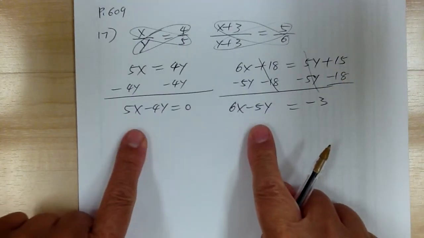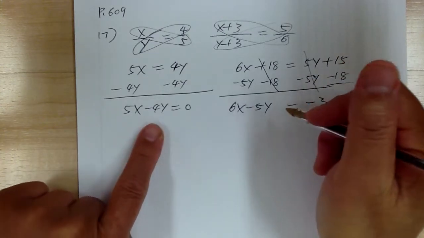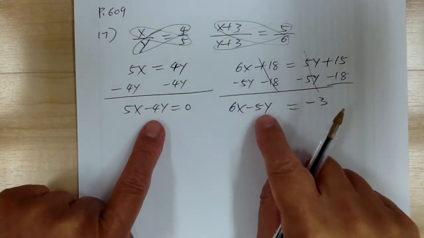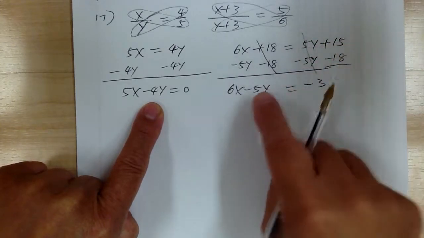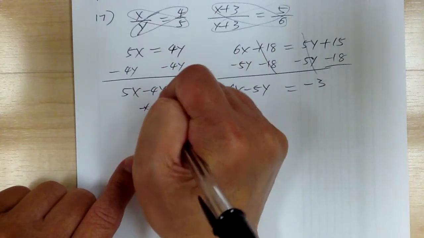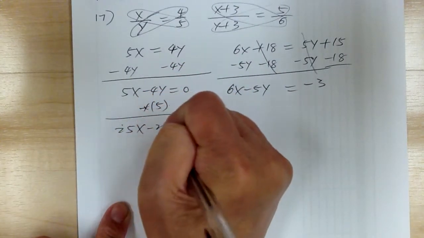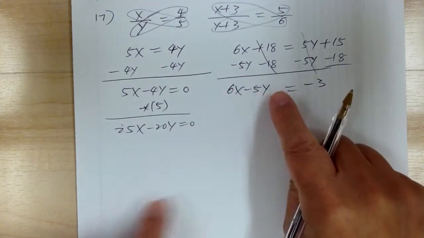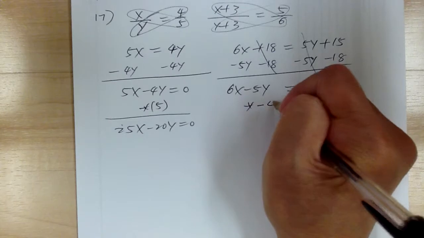Okay, so now I have these two equations. I'm going to make the y opposite. So I need to get to the 20. So I'm going to multiply this by 5. So 25x minus 20y equal to 0. And now I have to get to positive 20. So I need to multiply this by negative 4.